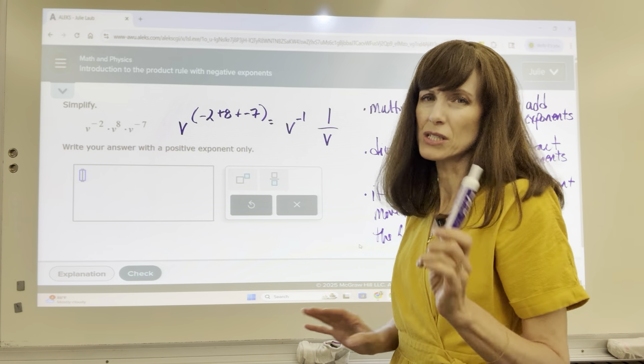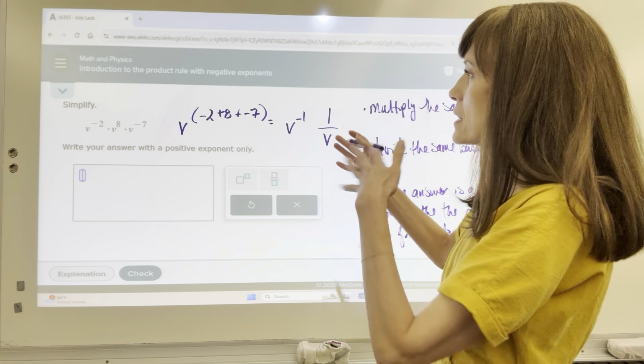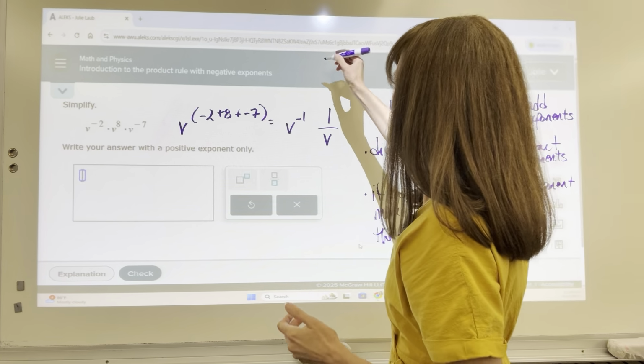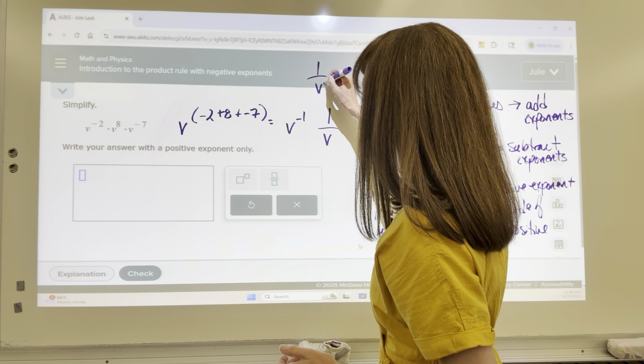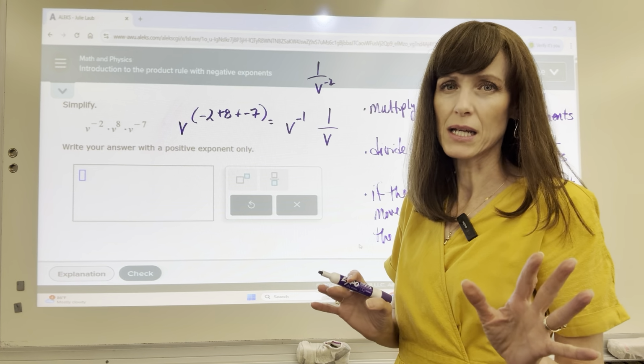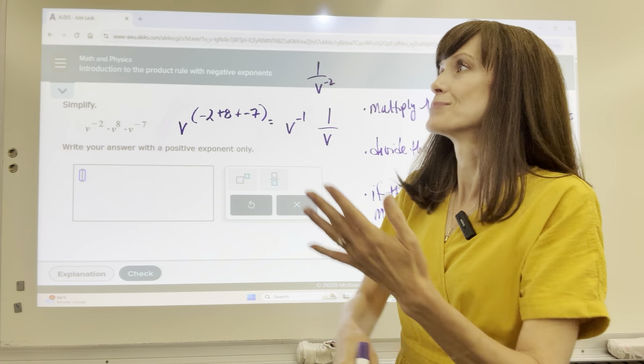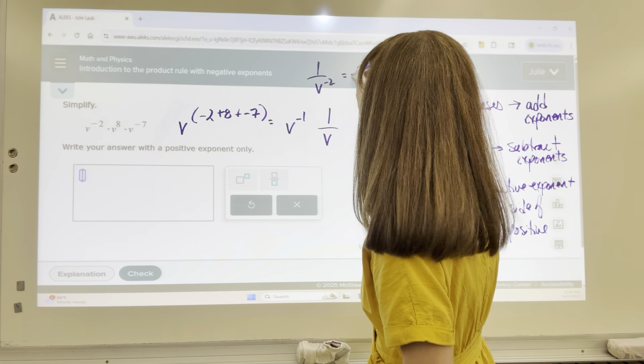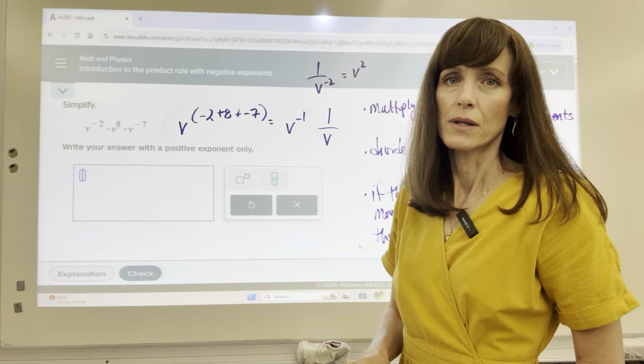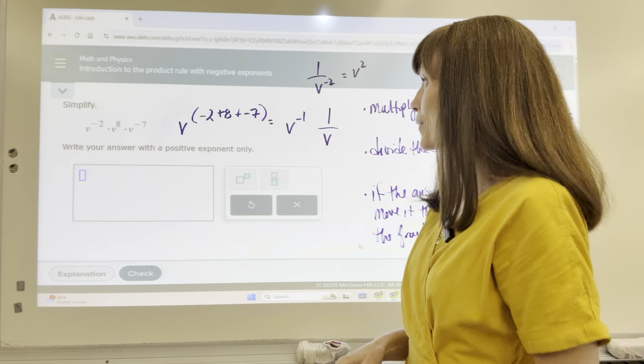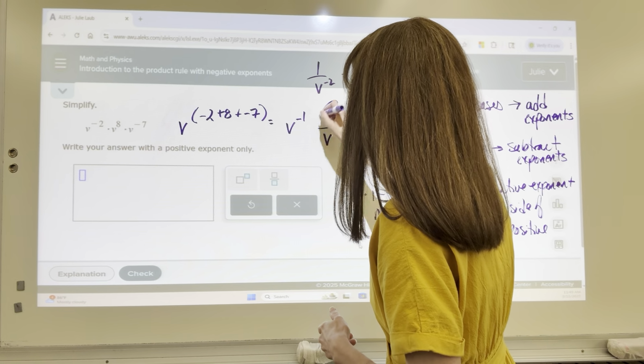I do want to show you, just for the sake of argument, let's say that you did something and it ended up with 1 divided by v to the negative 2. I'm just pretending. We want to get rid of that negative, so bring it to the opposite side of the fraction. That's the same thing as v squared. I just wanted to illustrate that. Okay, great. So this answer would be 1 divided by v.